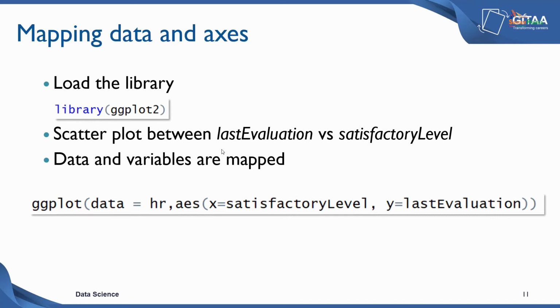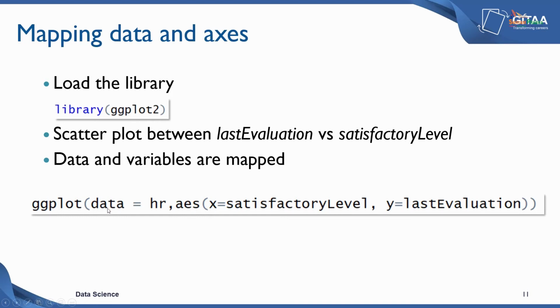So now let's see how to generate a scatter plot. To use all functions from ggplot2, you need to first load the package ggplot2 using the library function. Now we are going to generate a scatter plot, like I said earlier, between last evaluation versus satisfactory level. So we are going to use the function ggplot for this. First I am going to map the data and then the variables. The data is basically the data frame here. The name of the data frame is HR and the parameter to which it's mapped is called data.